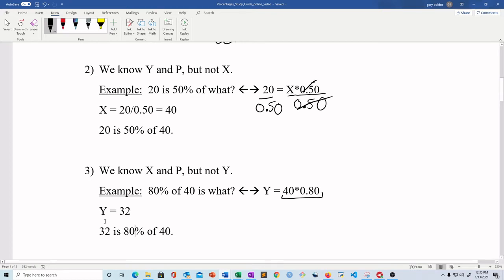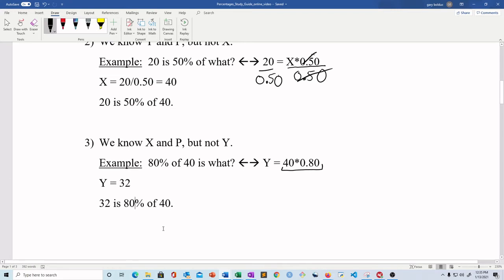But what's different now is I now want to talk about, instead of 32 is 80% of 40, how do I talk about 32 in terms of a percentage decrease from 40? Okay, so that's a little bit different. I know it sounds like I just said the same thing, but it's a teeny bit different. And we'll do an example to show you kind of what I mean by that.